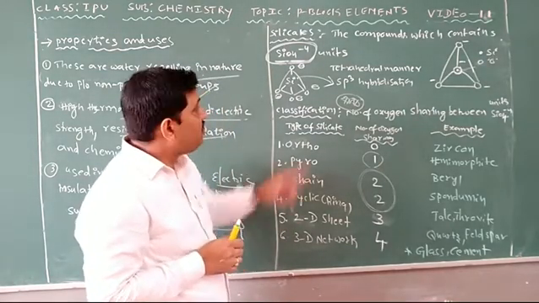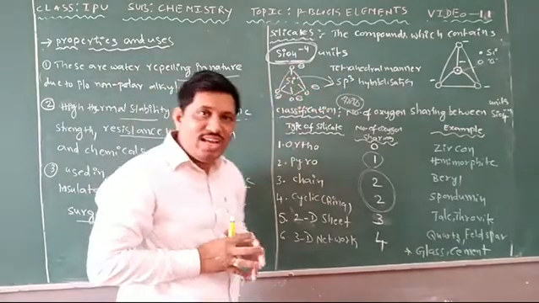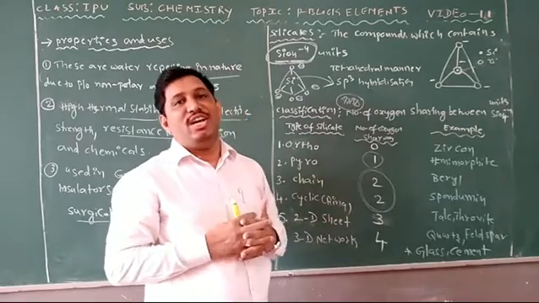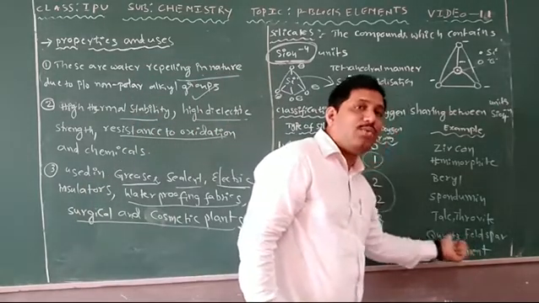The silicates in which three oxygen atoms are shared between the two silicate units are known as two-dimensional sheet silicate. The examples are quartz and feldspar.